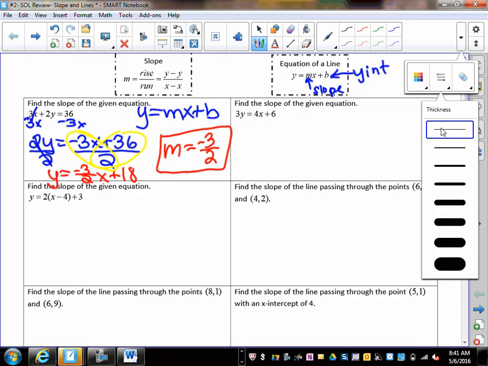Brian, what do you think we're going to do for our first step here? What are your thoughts? Good. Distribute. I need to get it in this form, mx plus b, and right now there's parentheses around that x. So we need to distribute this out, and we get 2x minus 8 plus 3. Right, still not quite in that form.